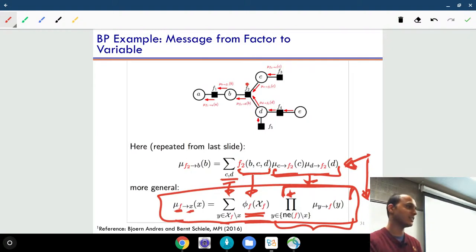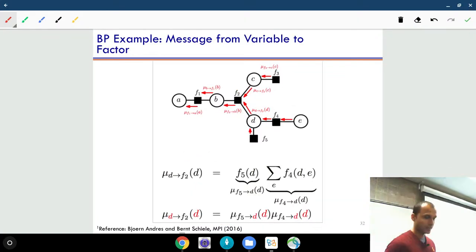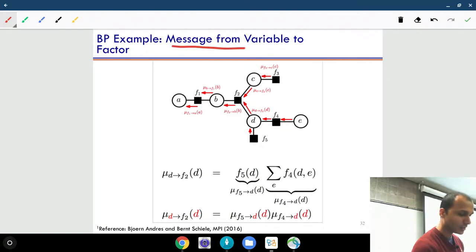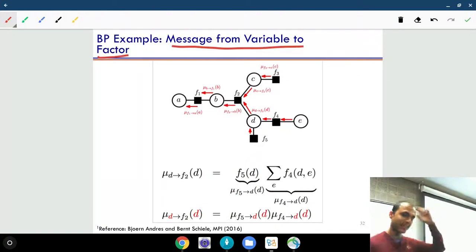If you get a vector and you pass it to the variable of interest, that's a message from a factor node to a variable node. Is that fine? Okay. Now, a message from a variable to a factor node is a little bit easier.